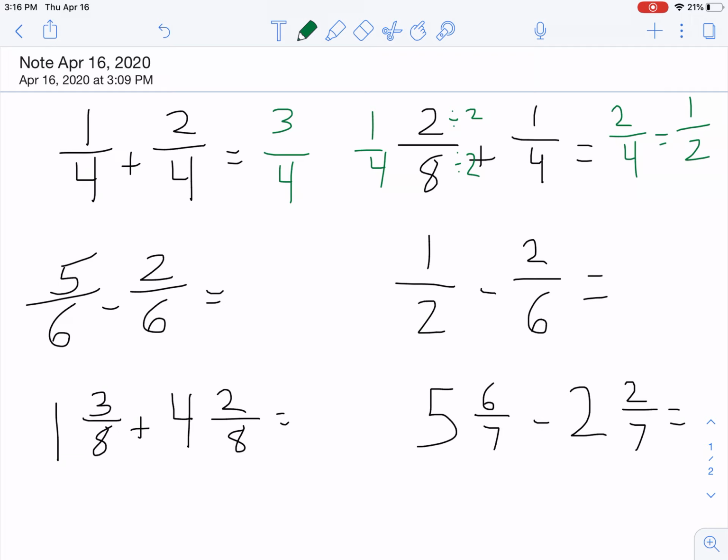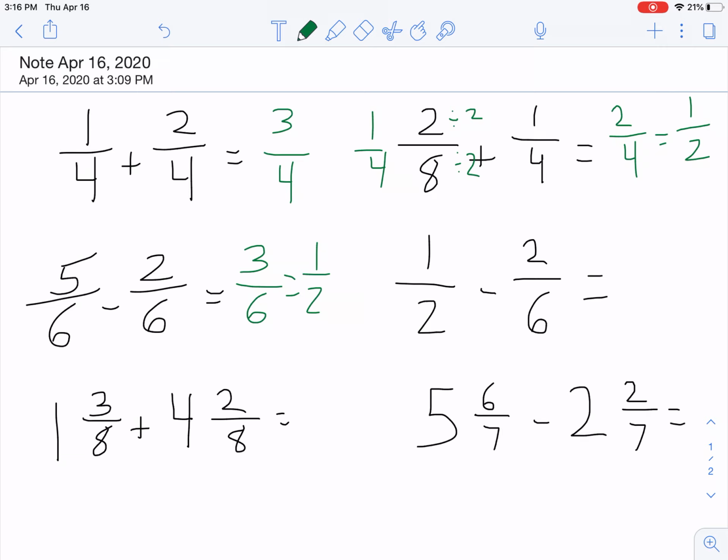Next row, we're going to do some subtraction. The first one, we have 5/6 minus 2/6. Just like with addition, make sure your denominator stays the same, and then just subtract your numerators. 5 minus 2 is 3. So the answer to the first subtraction problem is 3/6, which is equivalent to 1/2.